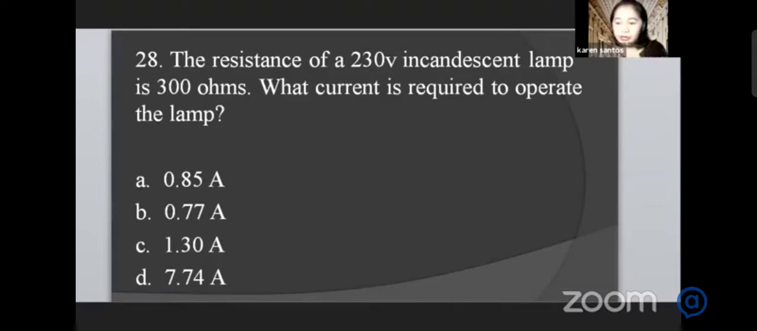Okay, someone answered A. The other answered B. How about the others? It's A, B, C, or D.